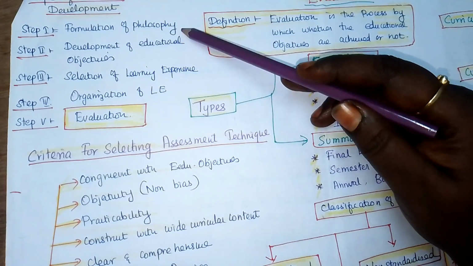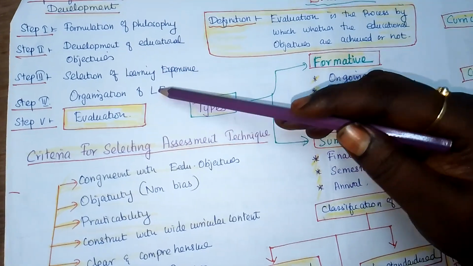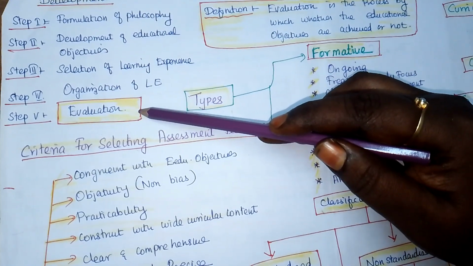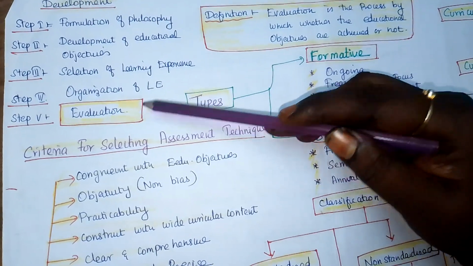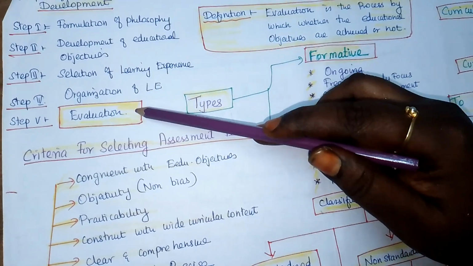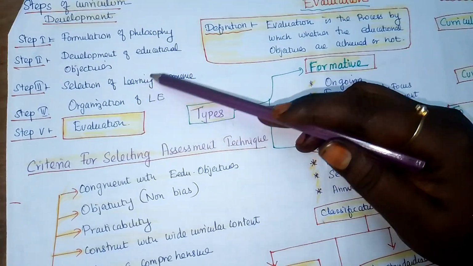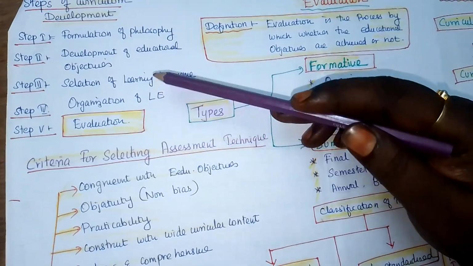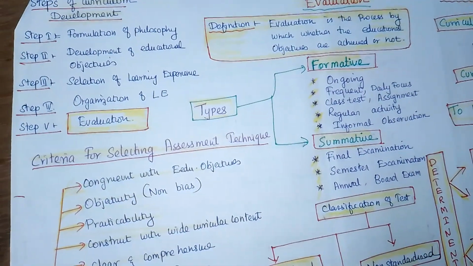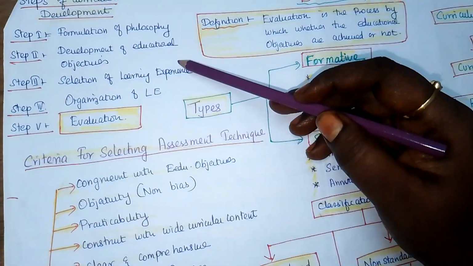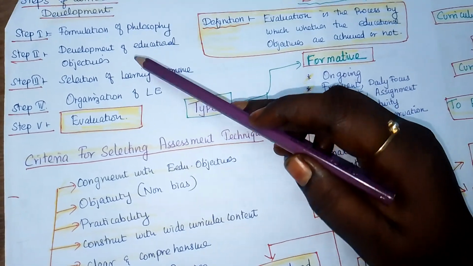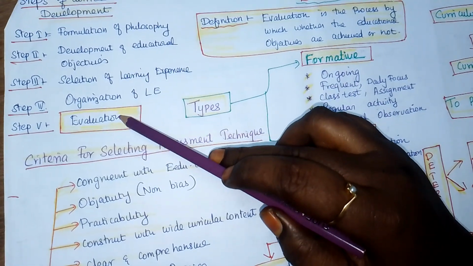We have seen in the last videos the organization of learning experiences. Now, what is called the evaluation? If you know the definition, a curriculum is the sum total of learning experiences planned for a particular group of students in order to achieve the educational objectives. So the curriculum will not be fulfilled unless you measure whether the educational objectives are achieved or not.